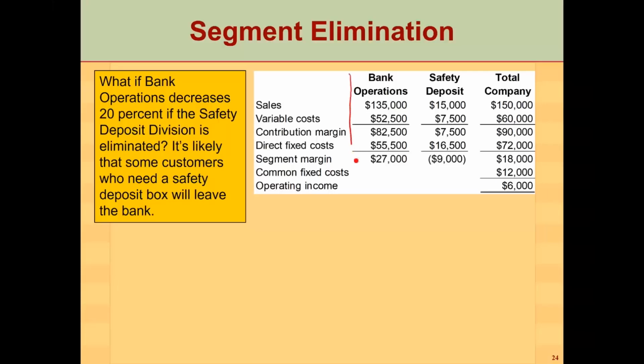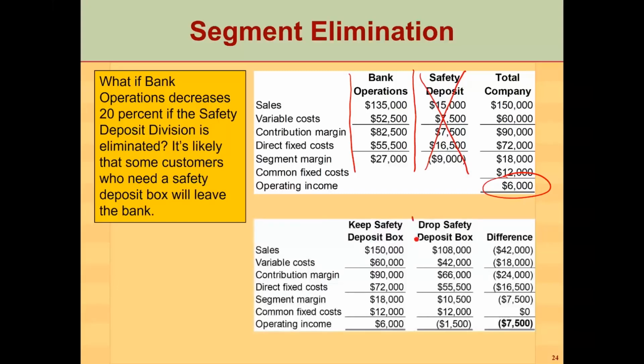So here's the existing status quo of the bank operations. This is going to change when those customers leave. I'm going to eliminate the safety deposit box, but what happens to the $6,000 profit that I'm currently earning if 20% of my customers leave from the bank operations service? Do the math, pause the video for a second, see if you can figure that out.